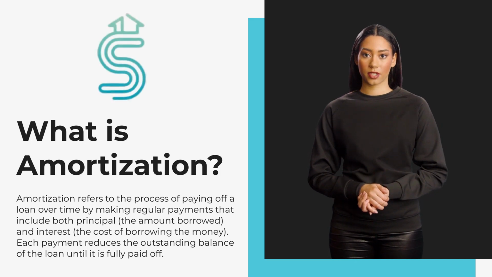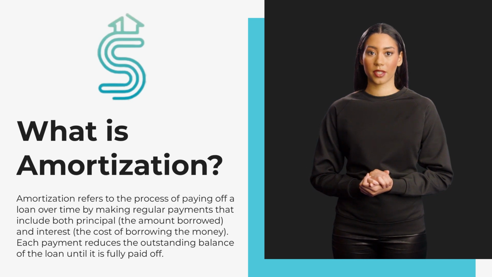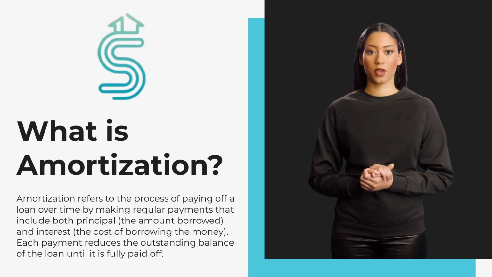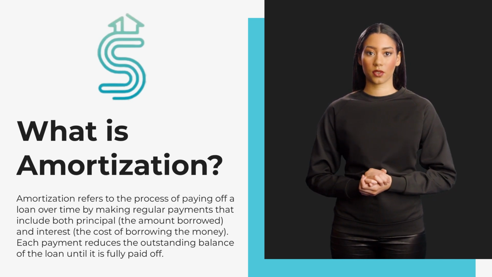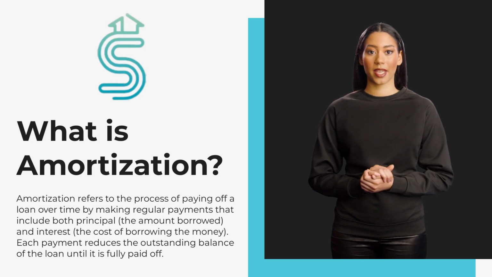What is amortization? Amortization refers to the process of paying off a loan over time by making regular payments that include both principal, the amount borrowed, and interest, the cost of borrowing the money. Each payment reduces the outstanding balance of the loan until it is fully paid off. It's like paying back a friend who lent you money by giving them some money back each week until you've paid them back in full.